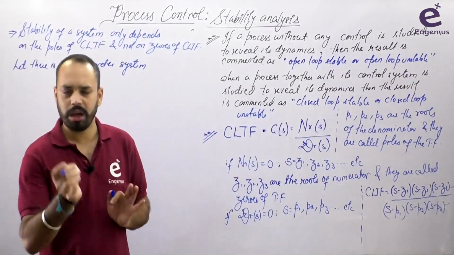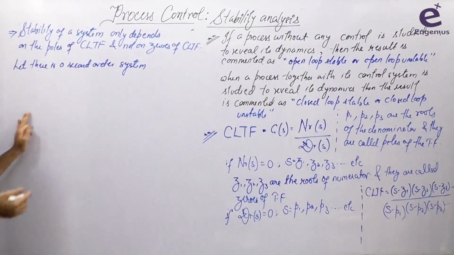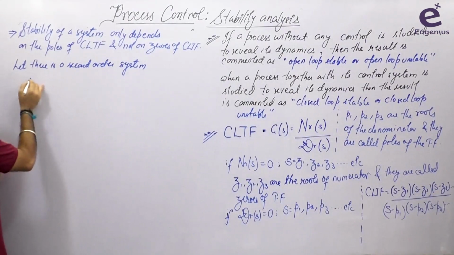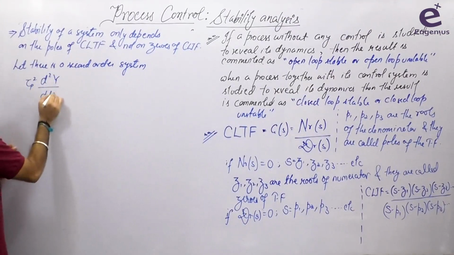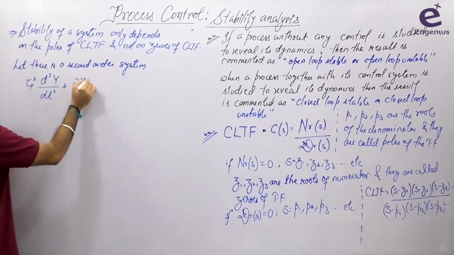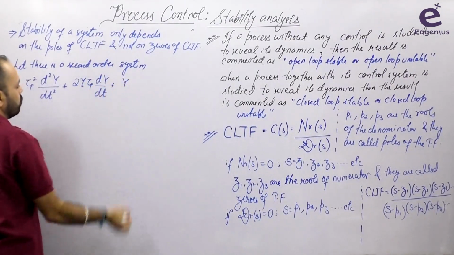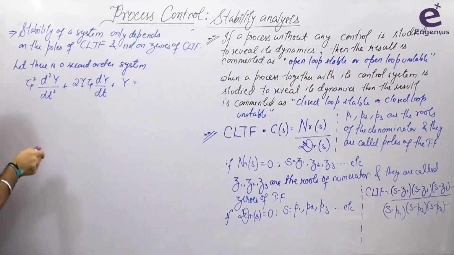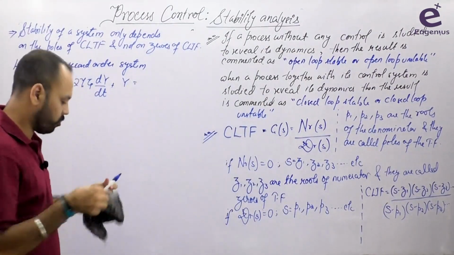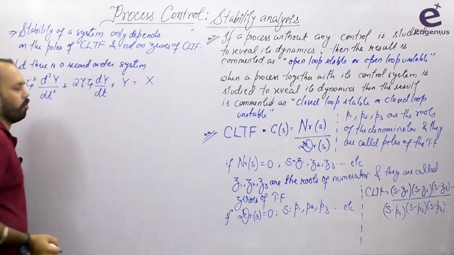Can you write, without looking anywhere, the standard differential equation for a second order system? I'm writing this in the form of a deviation variable. It was tau p square d square y by dt square plus 2 zeta tau p dy by dt plus y is equal to x. I hope you remember this equation, where y and x are both functions of time.